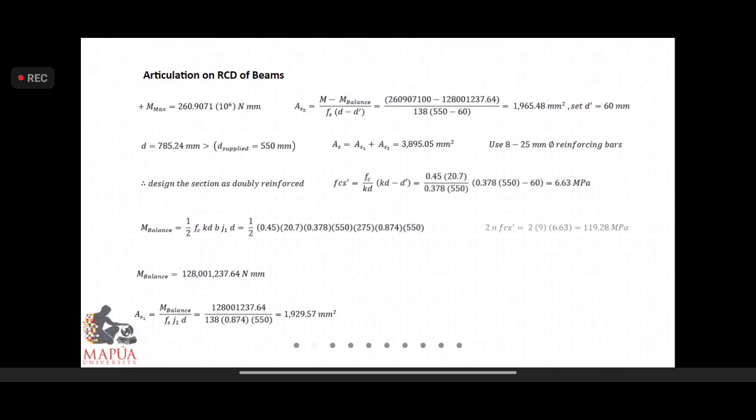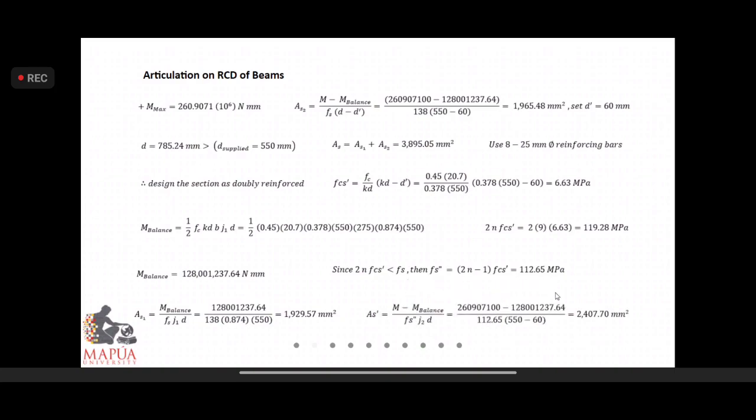and I utilize 25mm diameter. It requires 8. The requirement for FS double prime, so we need to compute first for the actual compressive stress, which is equal to 6.63. We compare the FCS prime with the allowable stress. Well, it turned out this is less than. So we will utilize this formula 2n minus 1 FCS prime. And then this is equal to 112.65. If this is greater than the difference of the allowable, the FCS prime will be used.